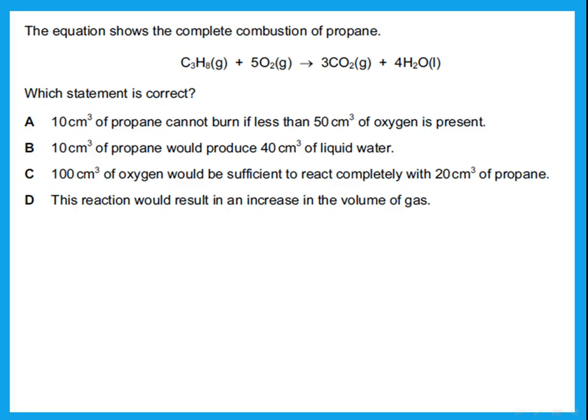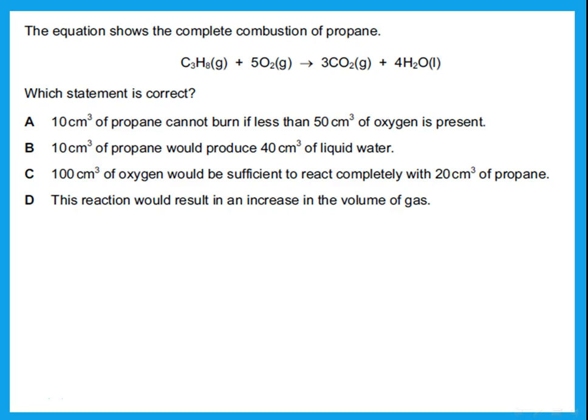A says 10 centimeter cubed of propane cannot burn if less than 50 centimeter cubed of oxygen is present. That's really not true, because if I have 10 centimeter cubed of propane, to allow all of it to burn, I need 50 centimeter cubed of oxygen. But if I have less oxygen, I can still burn some of it. So some of it will burn. Not that if I don't have 50 then it will not burn. No. If I have less than 50 of oxygen, then some of the propane will burn. So A is wrong.